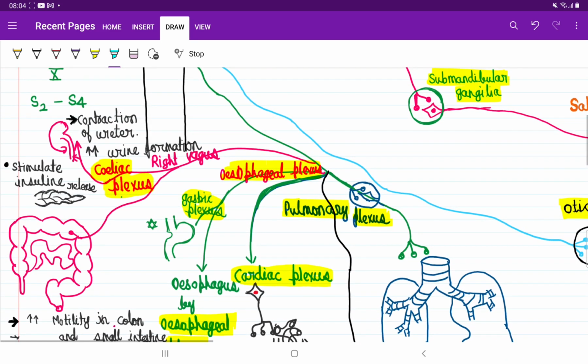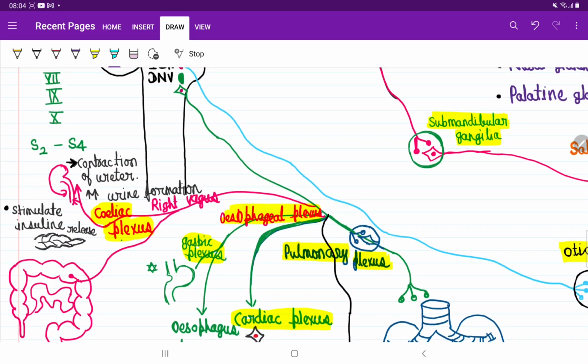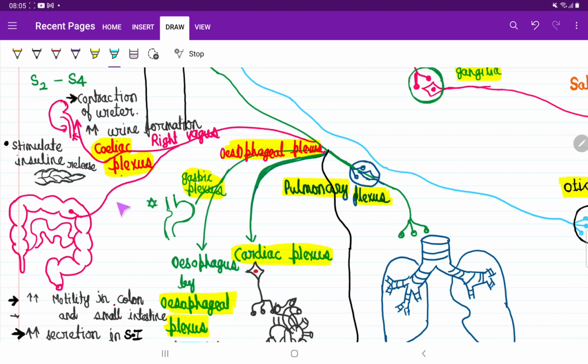Fine. Then by the right branch, they form the celiac plexus. This celiac plexus supplies the kidneys, and causes contraction in the ureter. So more and more urine will move toward the urinary bladder, and they cause more urine formation there, right? They supply the pancreas also, and promote more and more insulin release. Then they supply the large intestine.